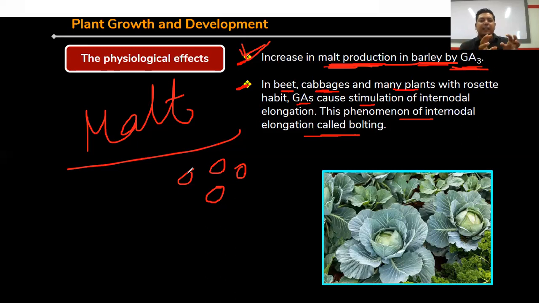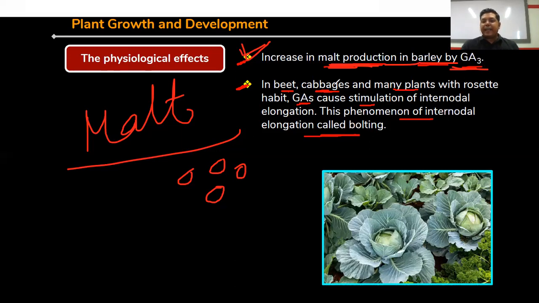So first, we take some agricultural crops, for example wheat, and mix them with water. Then in the presence of light, we dry them. Then we mix with gibberellic acid. Then we can make beer as well as wine from several agricultural crops. This is called malt. Clear? So malt production is a very unique function that is done by gibberellic acid or GA3.